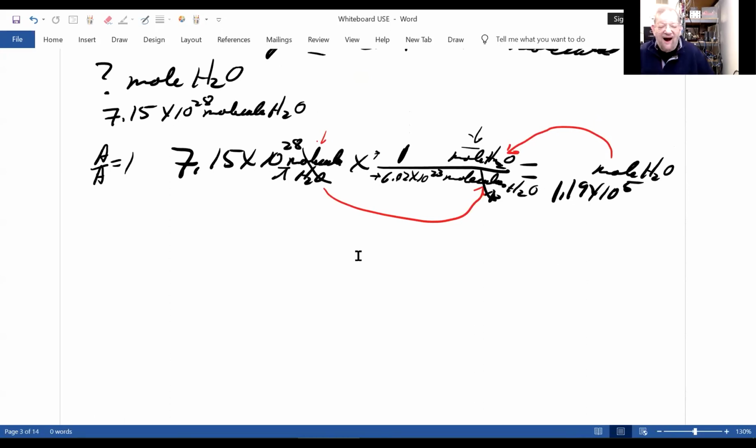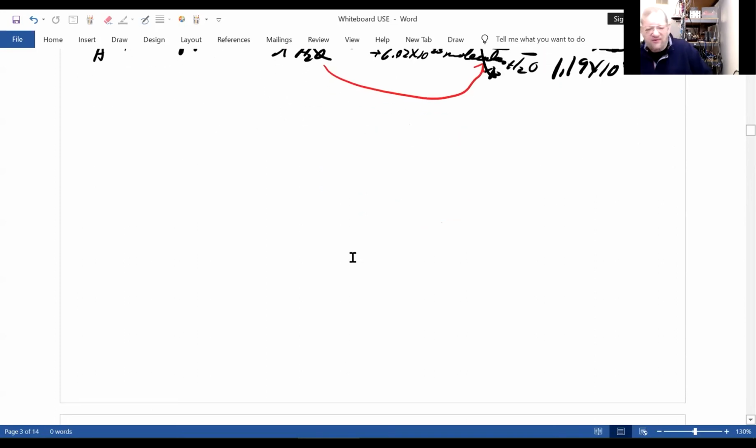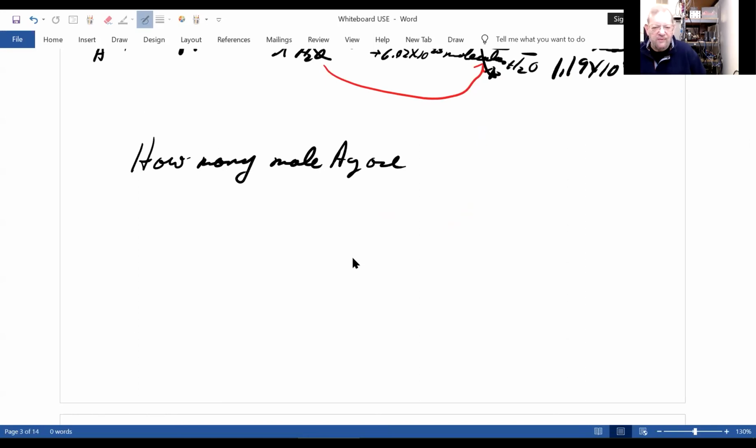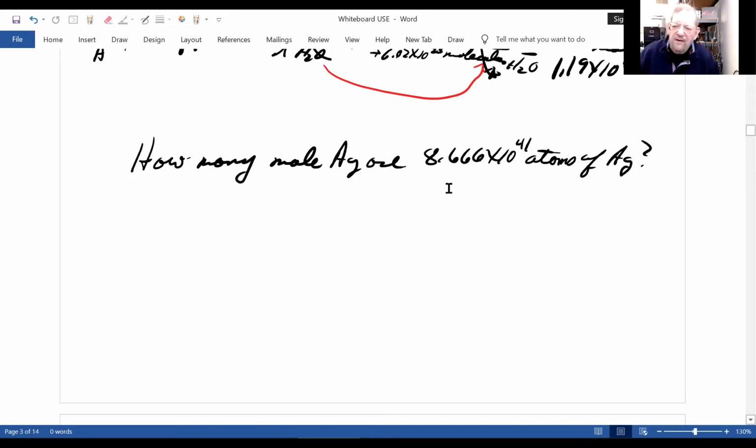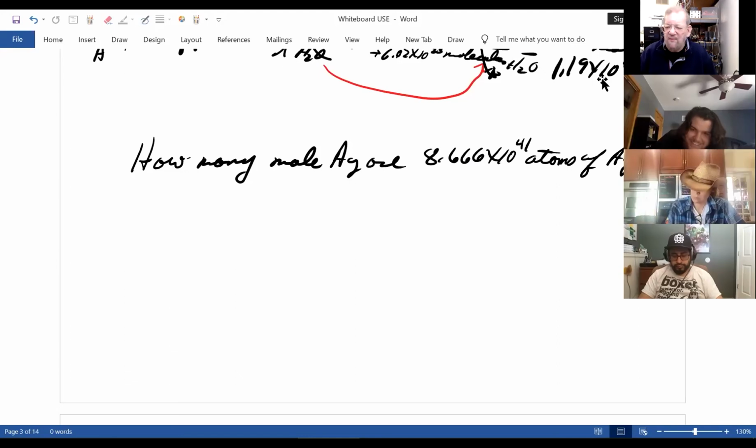All right, I'm going to totally fade prompts. That's an educational term. And let you try one. I'll help you. Can everybody see my whiteboard now?